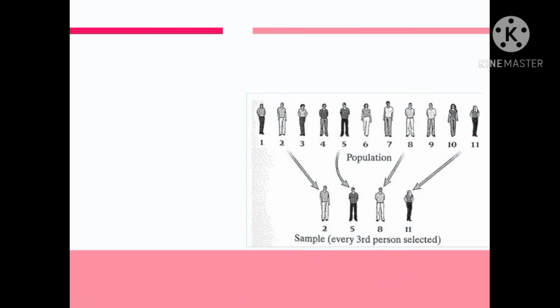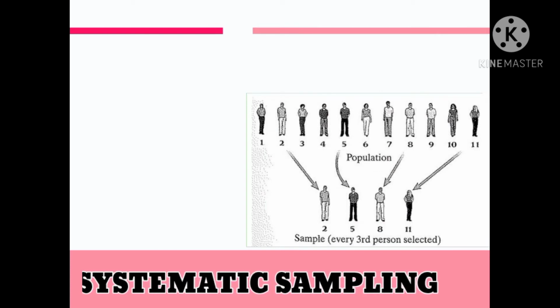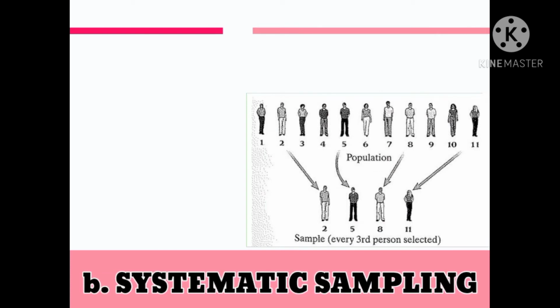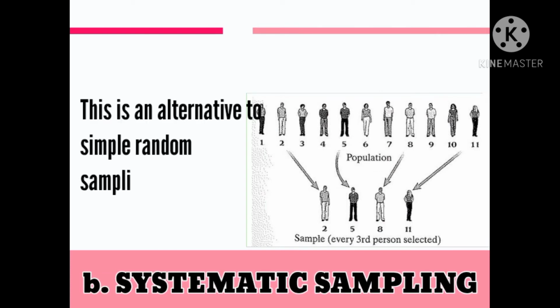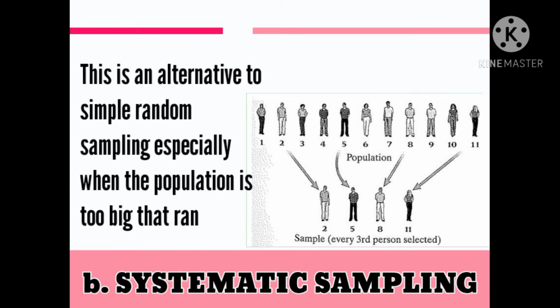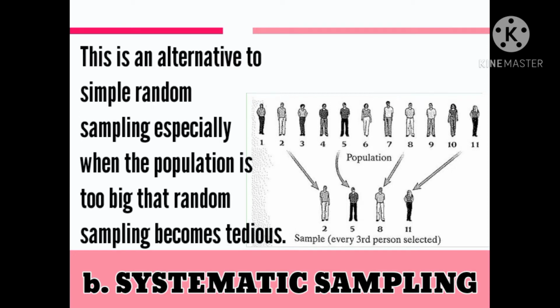Then we have systematic sampling. This is an alternative to simple random sampling, especially when the population is too big that random sampling becomes tedious. A random starting point is selected from the list of the population. The samples are determined by choosing every nth element on the list until the desired number of samples are drawn.